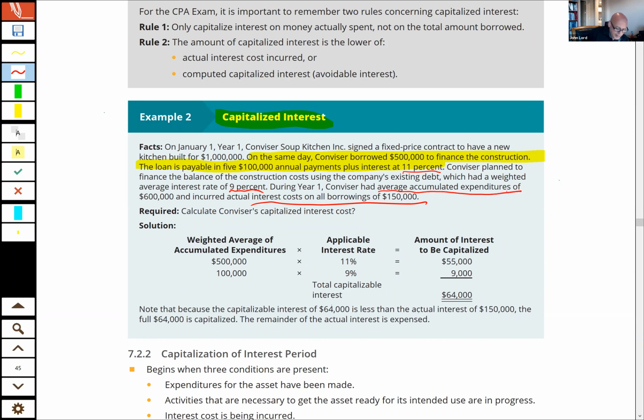And thank you, God, I did not have to calculate the weighted average of accumulated expenditure for this question, although I could. They could make me calculate it sort of the way I showed you. Here they gave it to me.